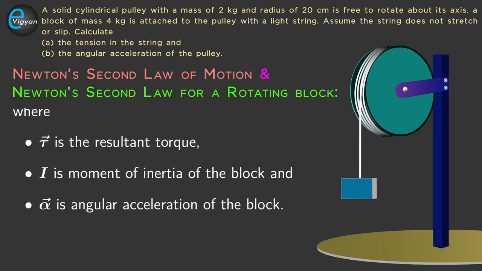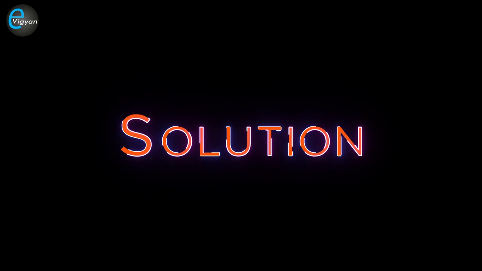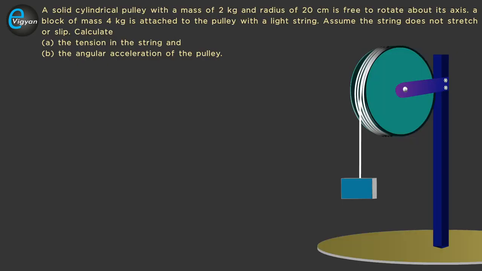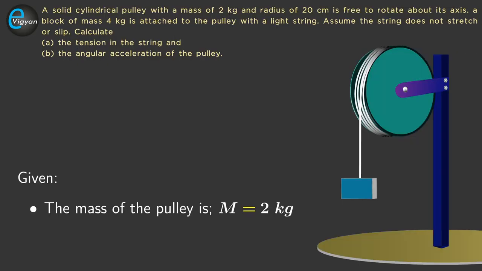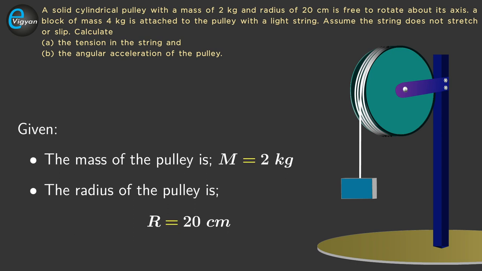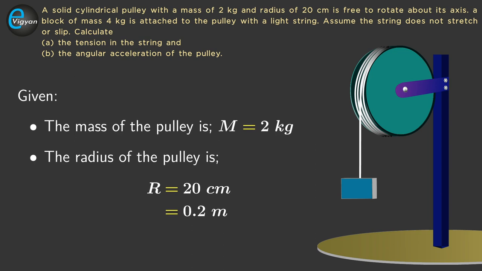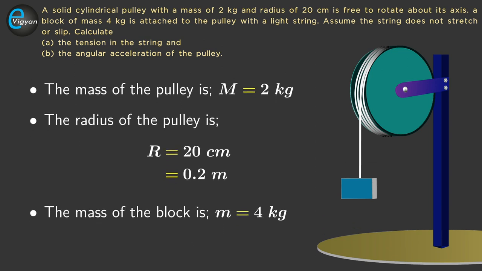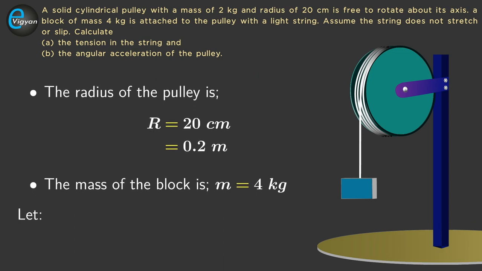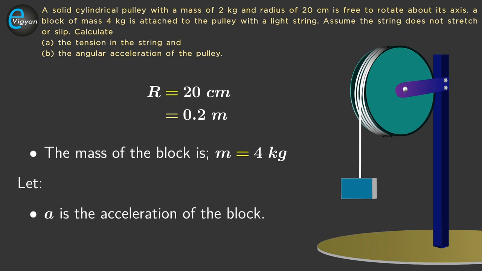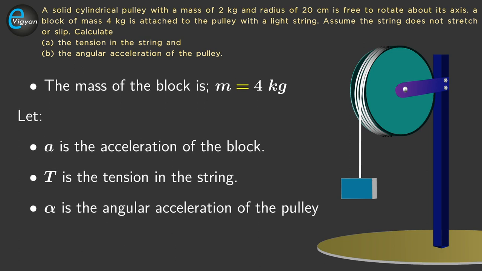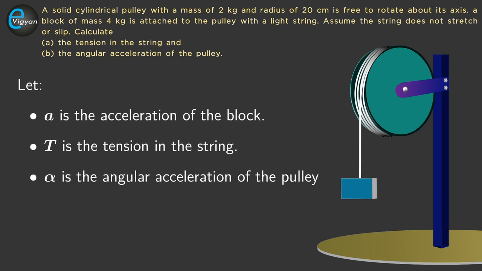Now let's come to the solution of this problem. First, let's see what is given in this question. So given that the mass of the pulley is capital M equal to 2 kg, the radius of the pulley is capital R equal to 20 cm, which is equal to 0.2 meter, and the mass of the block is small m equal to 4 kg. Let's assume A is the acceleration of the block, T is the tension in the string, and alpha is the angular acceleration of the pulley.